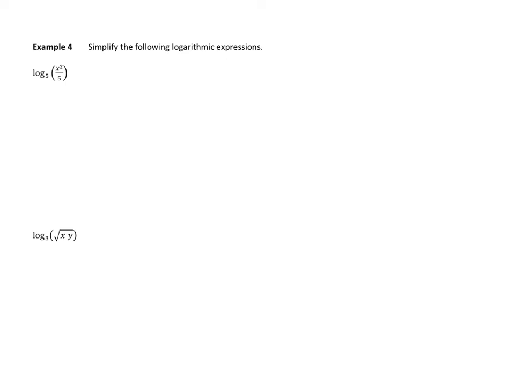Okay, so let's use that property 3 here in example 4. I want to simplify log base 5 of x squared divided by 5. Well, for starters, I'm not allowed just to take this 2 and put it in front of the logarithm. The entire expression has to be raised to the power of 2, and this 2 only applies to what is happening within the numerator. So for this reason, we're first going to use that second property. I have a fraction, so I can take the difference between the numerator and the denominator, like this.